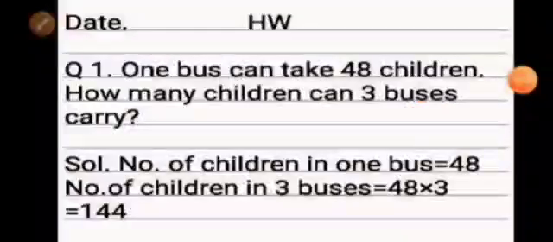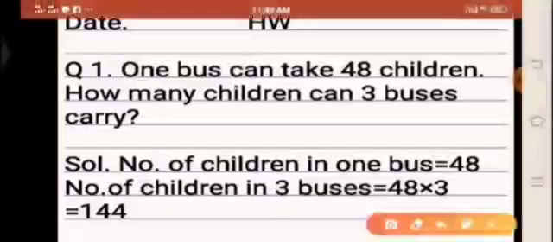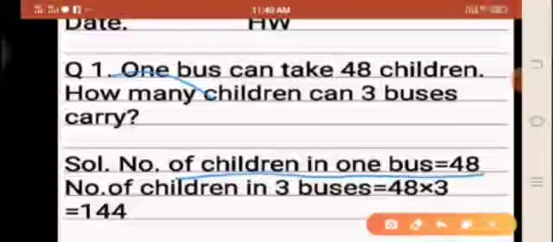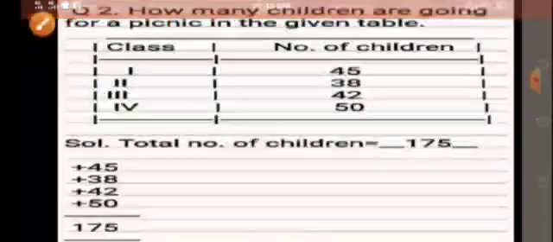After the self-assessment test, it's time to check the homework. Our question was, one bus takes 48 children. How many children can 3 buses carry? Children, very easy. Again we will write number of children. How many means we change into number of children in one bus? 48. So number of children in 3 buses. 1 bus is equal to 48. 2 buses, double, means multiply by 2. 3 buses means multiply by 3. So this is our answer.